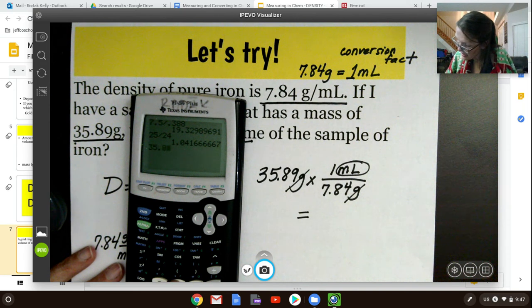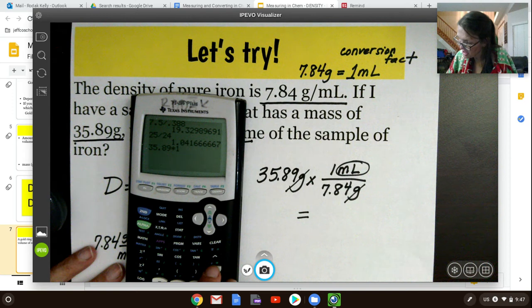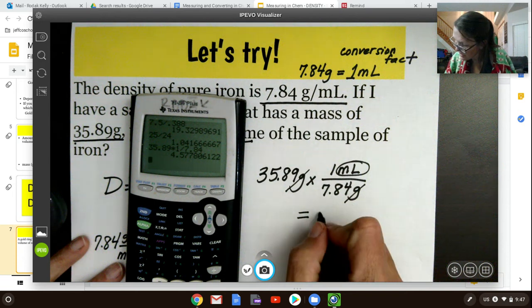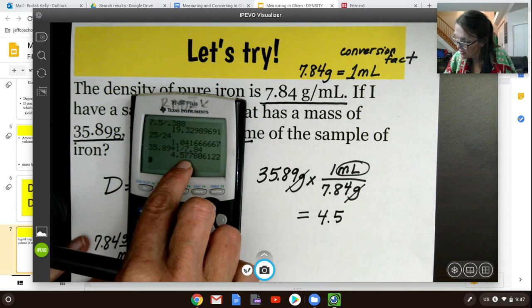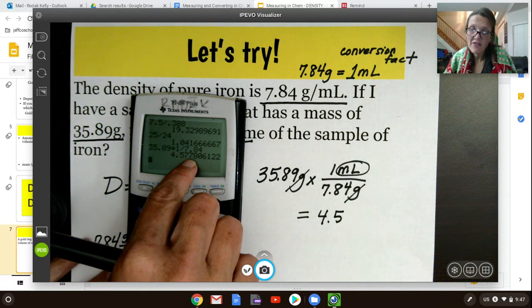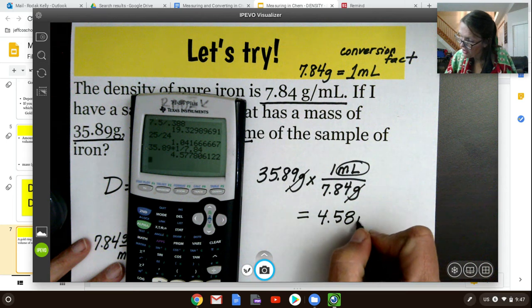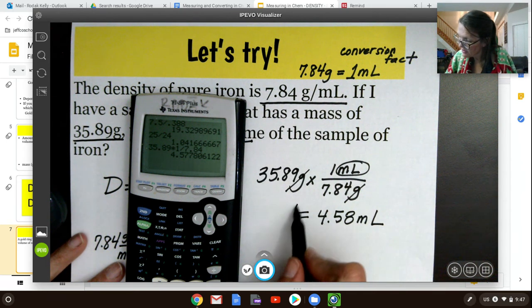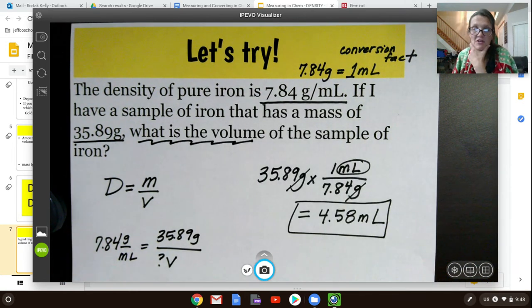So 35.89, oh, I forgot the times 1 part, although that doesn't change my answer. So times 1 and then divided by 7.84. And I get 4.5, and I look at my next number, which is 7, so I look next to it, and there's a 7 there. Since that's above a 5, we're going to round up to 4.58. And we know that the unit here is milliliters. So the answer to the question is 4.58 milliliters.